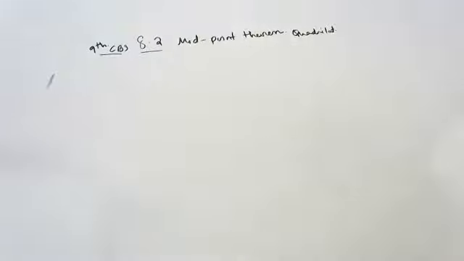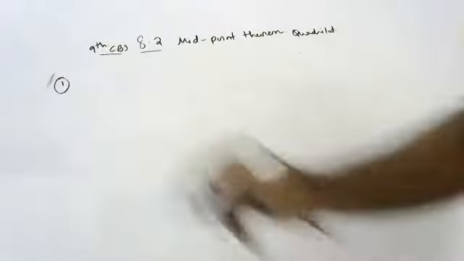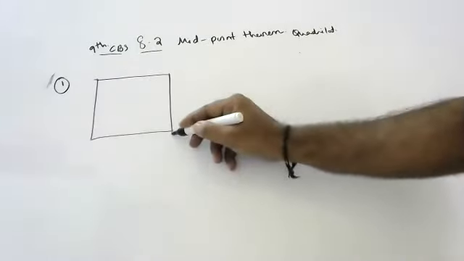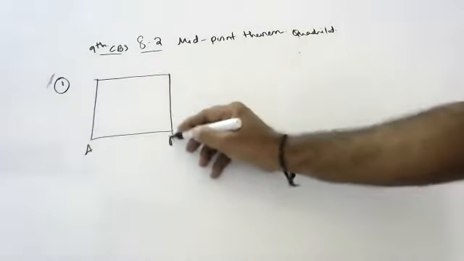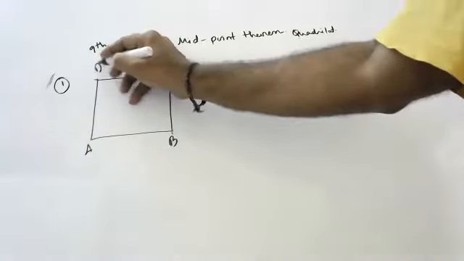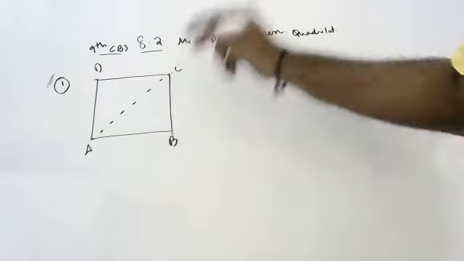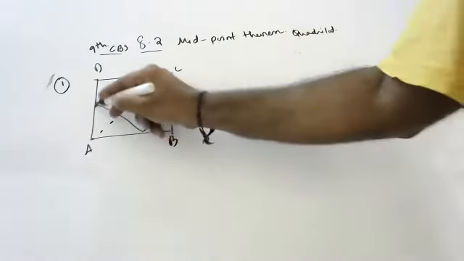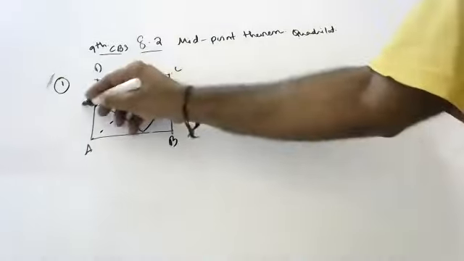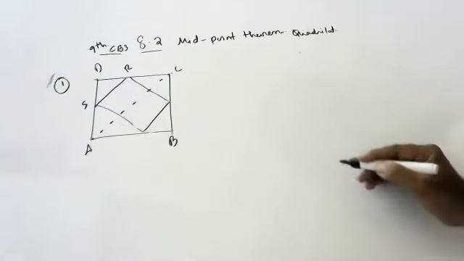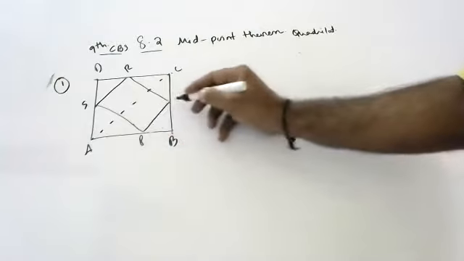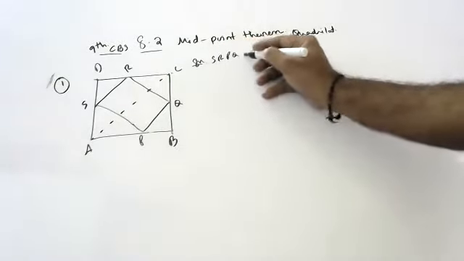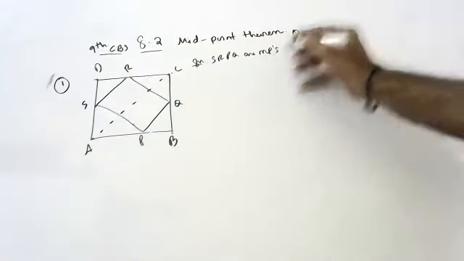The first sum. They have given a quadrilateral. This is A, this is B, this is C, this is D, and this is S, R, and P, Q. What is given in this, children? It says that S, R, P, Q are midpoints of the respective sides.